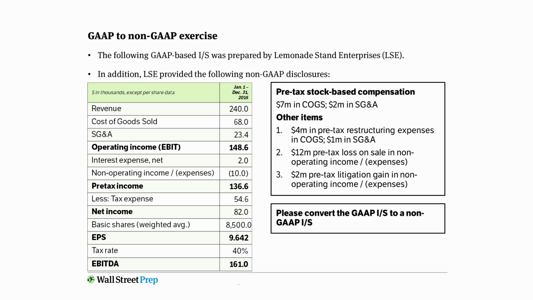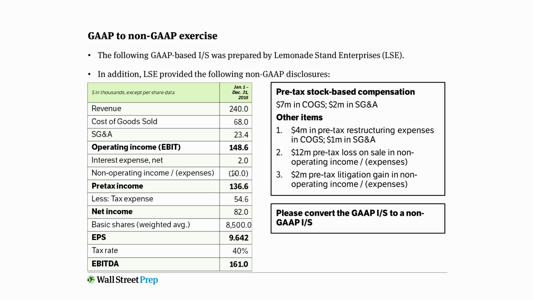So not only do we have this income statement here, we also have disclosures that there is about $7 million in stock-based compensation and cost of goods sold. There's $2 million in SG&A. In addition, there are pre-tax restructuring expenses in cost of goods sold and SG&A as illustrated, $4 million in COGS, $1 million in SG&A. There is also a $12 million pre-tax loss on sale in non-operating income.